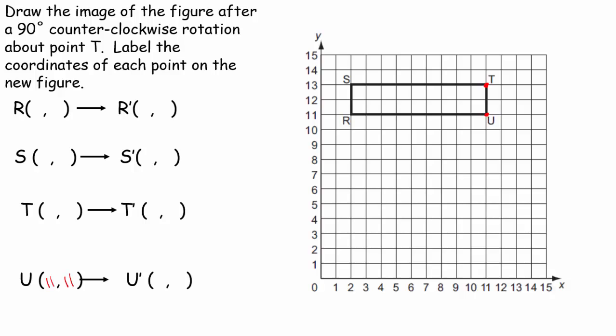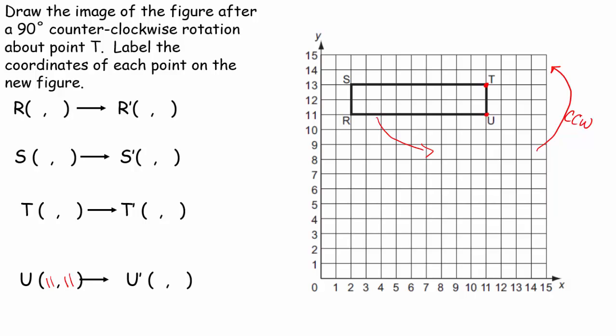So let's look at point U, which is right down here. Its coordinates are 11, 11. So I'm going to go ahead and write those in. Now I want to rotate this 90 degrees counterclockwise. Counterclockwise means I'm moving it to the left. That's what counterclockwise means. So this whole shape is going to be moving this direction, or to the left.